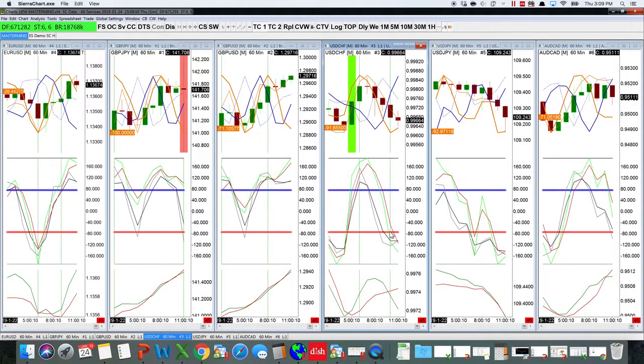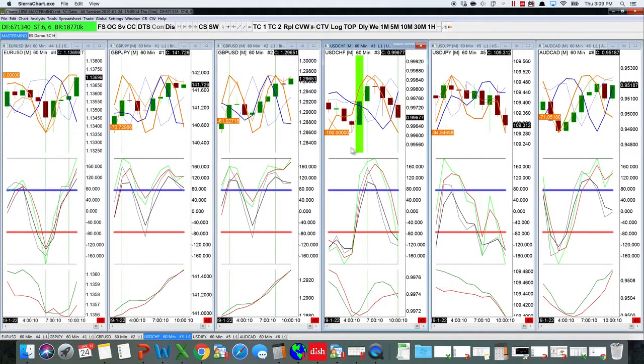Let's identify and find that. Let me back this up one. You see how the market hit negative 100 on this Thick Orange line. The Thick Orange is pointed down. The parameters are met. We're looking at a negative 100.